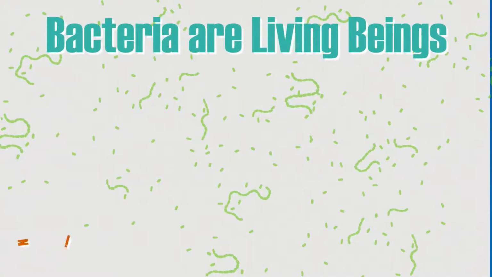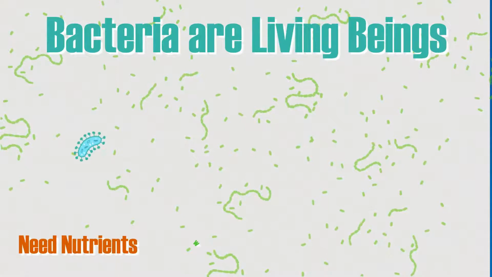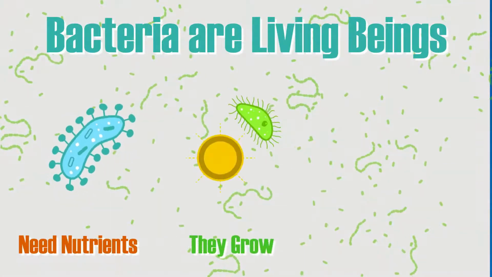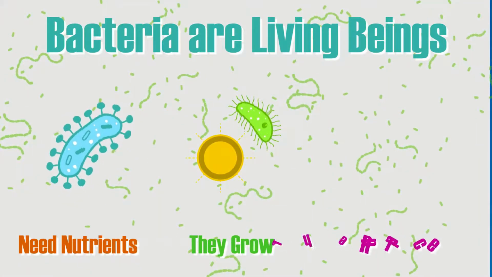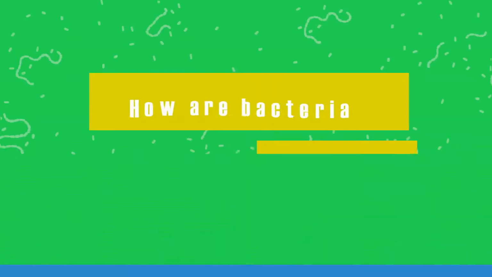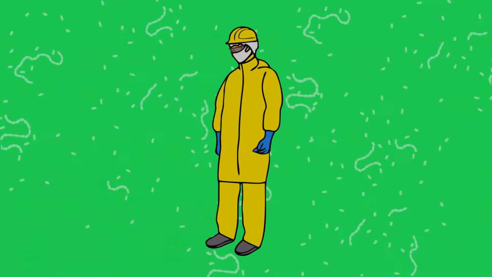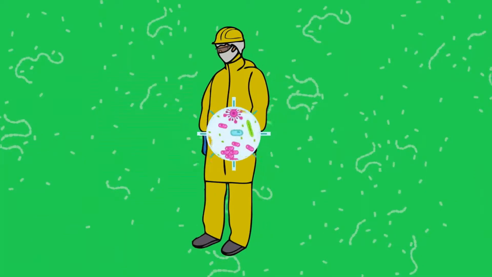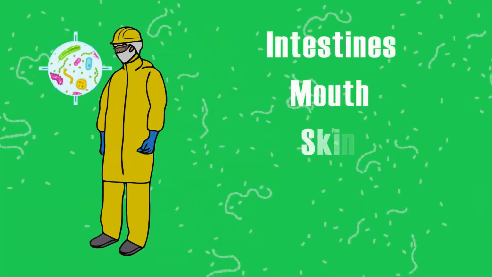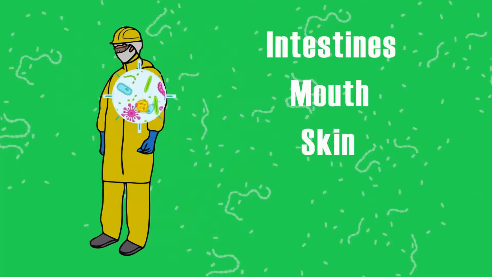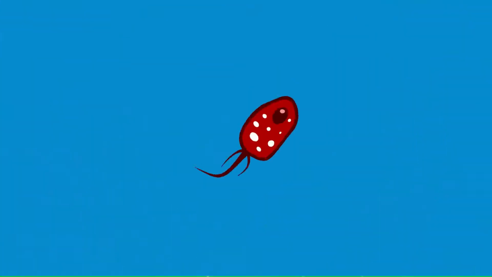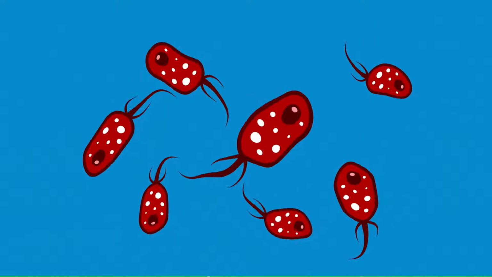Bacteria are living beings, which means that they need nutrients. They grow. And they reproduce. How are bacteria transmitted? Did you know that bacteria exist all throughout our bodies, including, for example, in the intestines, the mouth, and on the skin? Many bacteria help us stay healthy. However, other bad bacteria are pathogens that cause sickness.